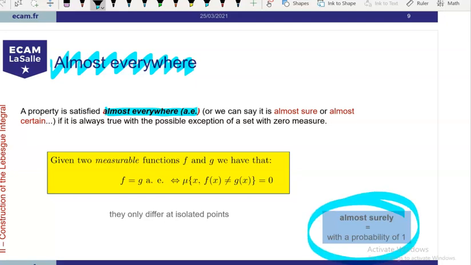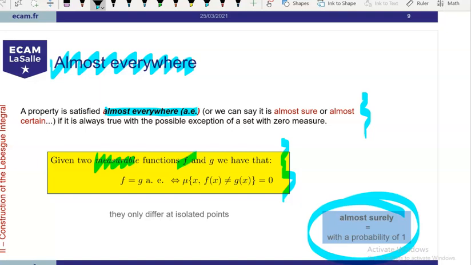In probability it will be interpreted as almost surely. It means that things are almost sure when they have a probability of 1. And for us, we're going to say almost everywhere if something is happening everywhere except on sets of null measure. You will sometimes see measurable functions. For us, all functions are measurable. I have never met a non-measurable function, but these are the kind of things that you will see if you look at some math literature.